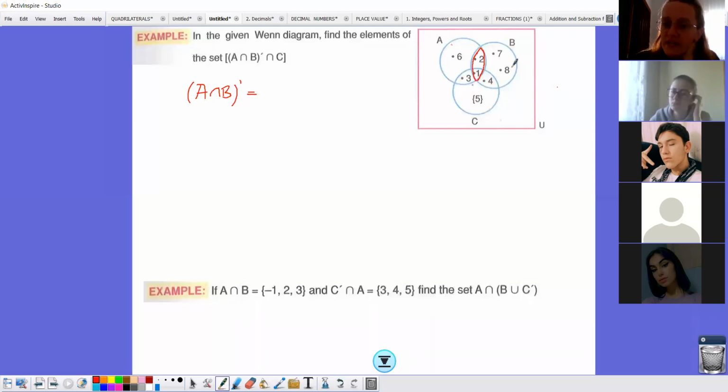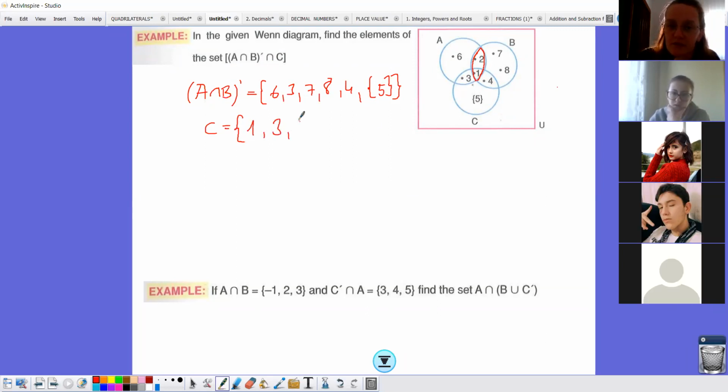So all the other elements, which are, let's see, 6 we have, 3 we have, 7, 8, 4, and this 5. So this is the A intersection B complement. Okay? All the elements that are not in A intersection B. Now we know this one. Which elements are the elements of C? Let's see. 5, 4, 1, 3.